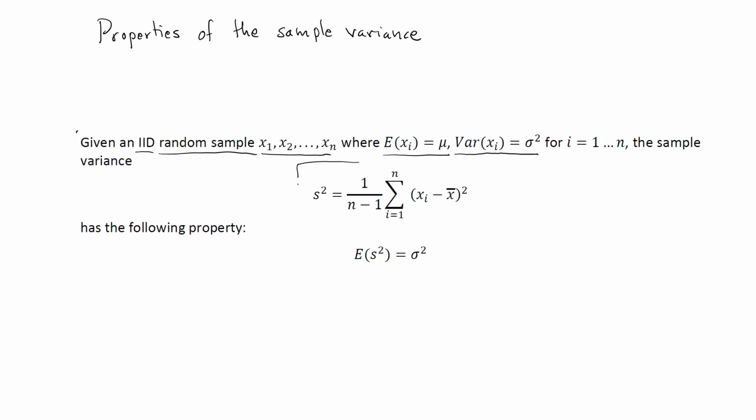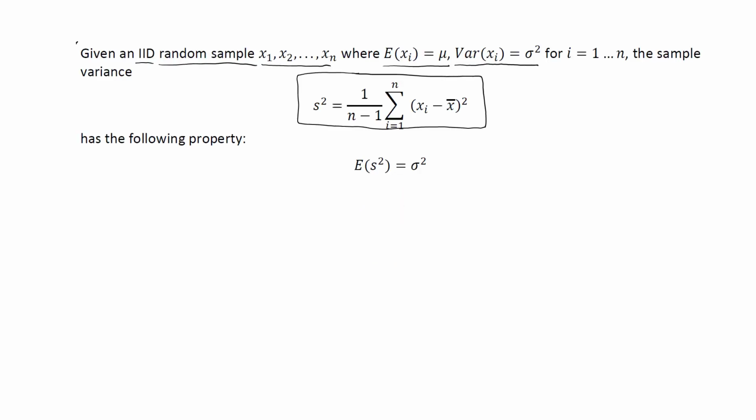The definition of the sample variance is according to this formula, which we, before the experiment, view as a random variable. We can then show the following important result, namely that the expected value of s square is sigma square. The expected value of the sample variance is equal to the variance of each individual observation in the sample.